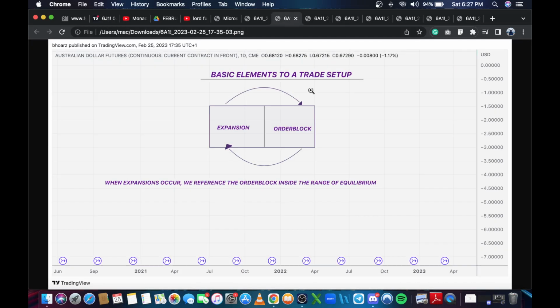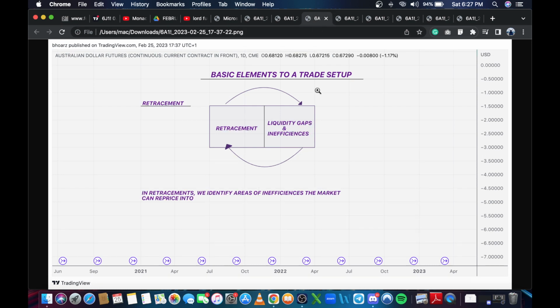So when we deal with retracement, we are primarily concerned with liquidity gaps and inefficiencies. In retracement, we are identifying areas of inefficiencies in the marketplace that the market can reprice to continue order flow. So this is where our focus goes.